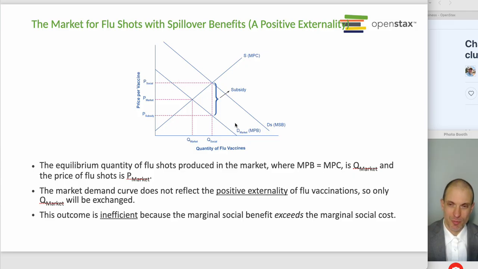All right, so we have a marginal private benefit. The smaller demand curve is to the individual themselves. And then the spillover benefit adds on. The vertical height here is the size of the externality. So that's this right here.